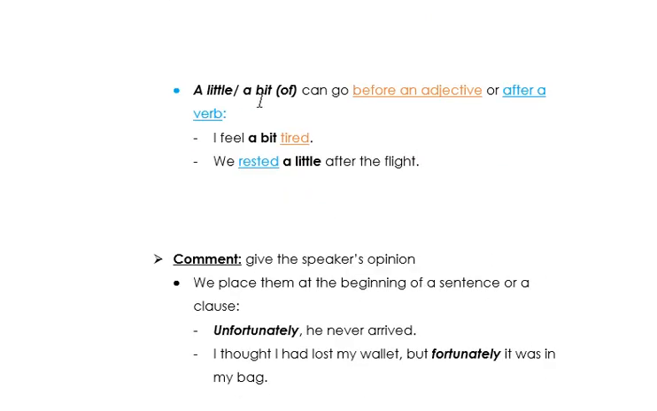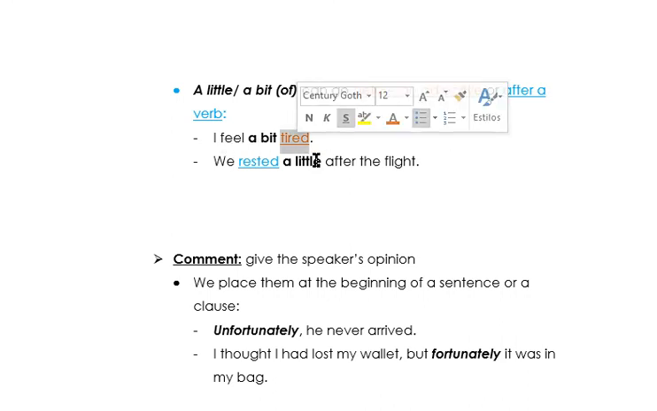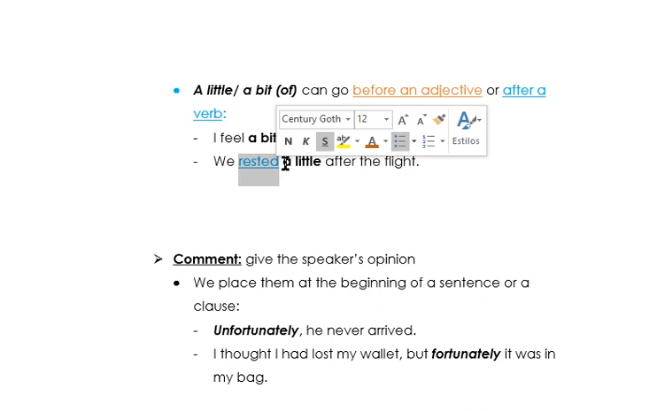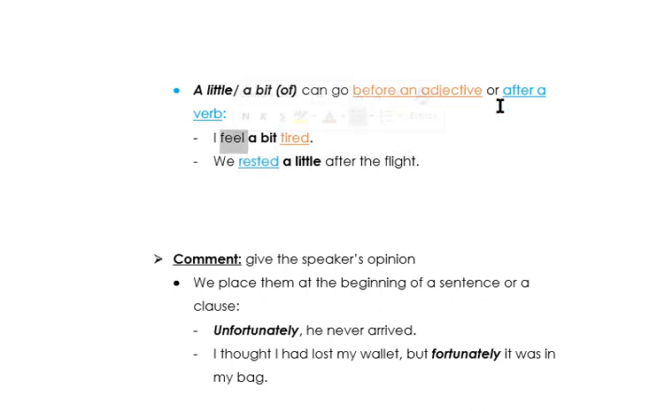Then we have a little or a bit of that goes before an adjective or after a verb. ¿Sí? Estos pueden ir antes de un adjetivo o después de un verbo. Ok, for example, I feel a bit tired. Tenemos un adjetivo. Antes del adjetivo podemos colocar a bit. We rested a little after the flight. After a verb, ¿sí? Ok, so rested is the verb, then we have a little. Acá tenemos algo parecido, ¿sí? Con after a verb tenemos verbo, a bit, pero en este caso está modificando un adjetivo.